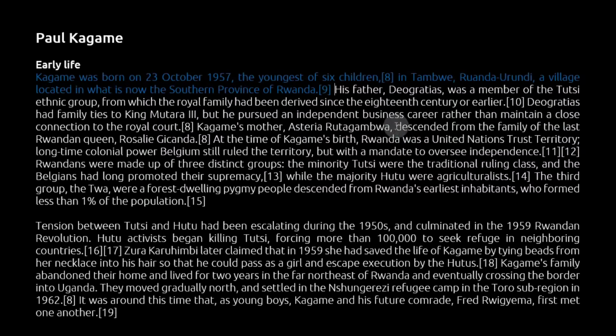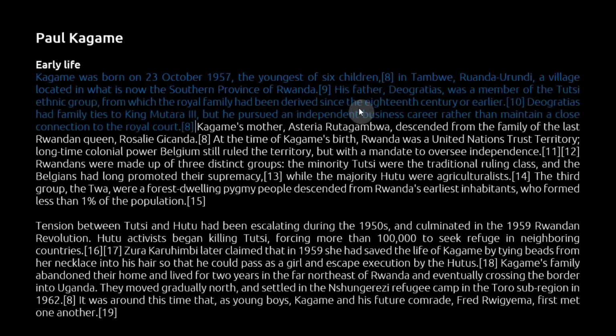Kagame's mother. Okay, this part is his description in relation to his father. Then this part, it's a description of the entity in relation to his mother. She had royal blood. She descended from the last queen, Rosalie Kikanda. So it's his mother. We give it blue still because we are describing the entity.